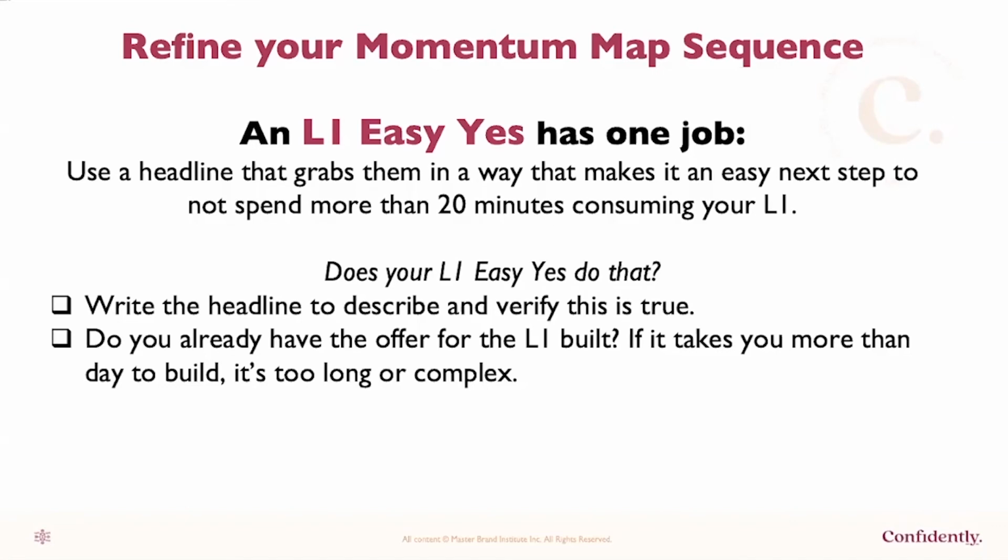So first, you're going to write the headline to describe and verify that this is true. And if you want some help on headlines, we did that in the messaging building block. So go ahead and you can use that as help to do this. And the second question is, do you already have the offer for the L1 built? If you don't, if it takes you more than a day to build, it's too long or complex. So you want to choose something different or decide the scope of the Easy Yes L1 is smaller.